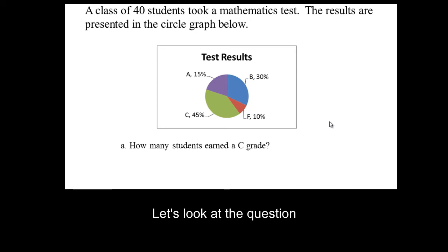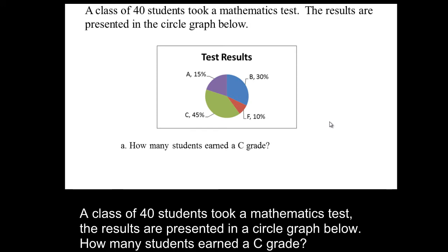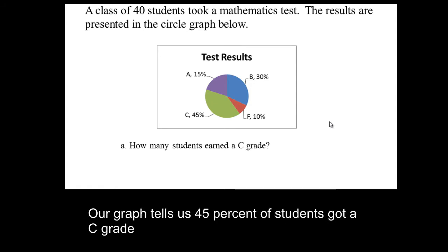Let's look at the question. A class of 40 students took a mathematics test. The results are presented in the circle graph below. How many students earned a C grade? Our graph tells us 45% of students got a C grade.